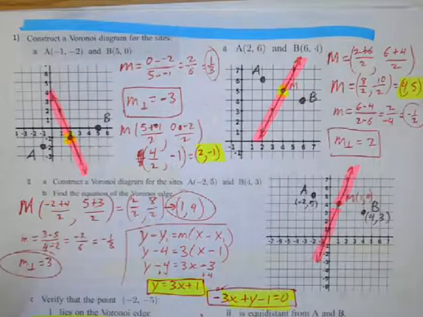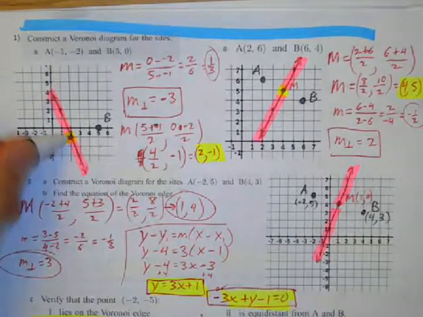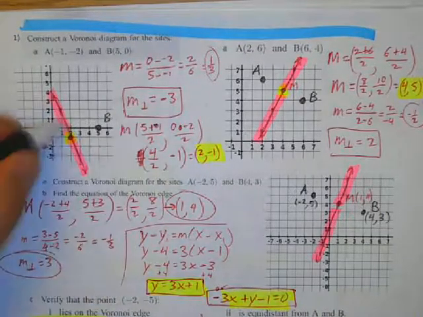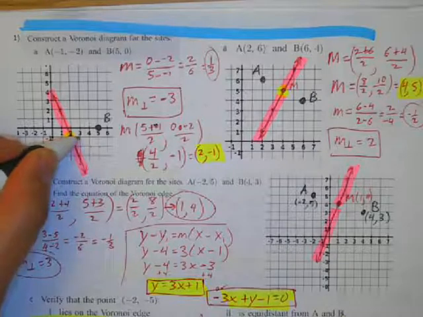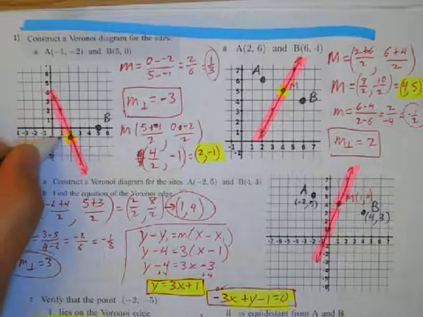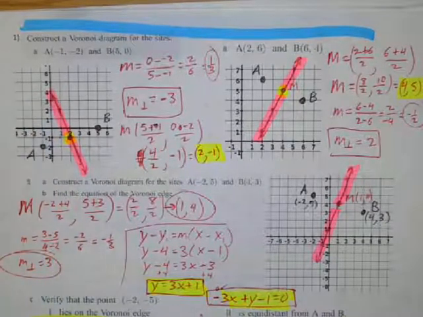Okay, and then I can draw my line, because I know the slope is -3, so I go down 3 over 1, or I can go this way to the left 1 and up 3. This has a slope of -1. Okay.